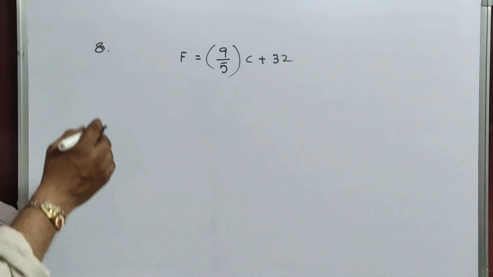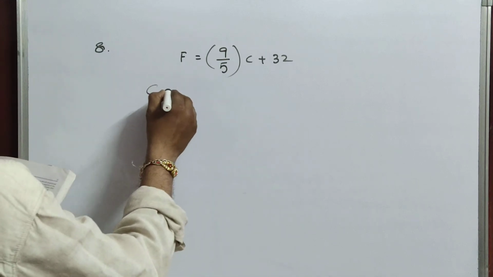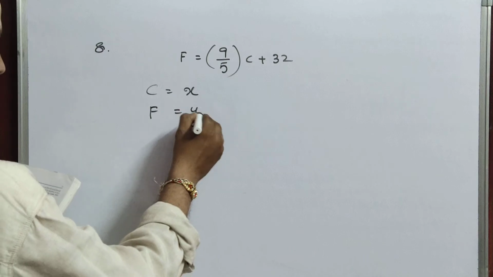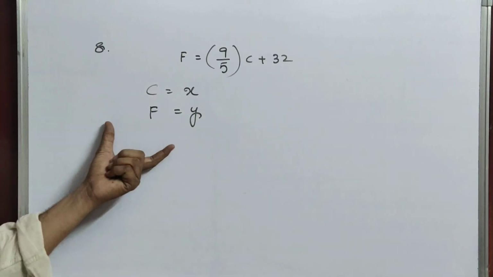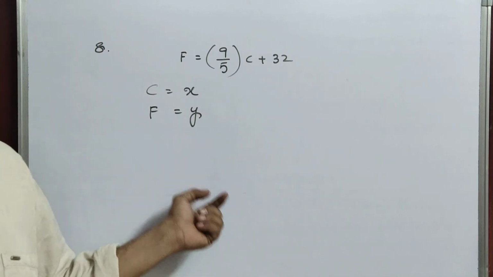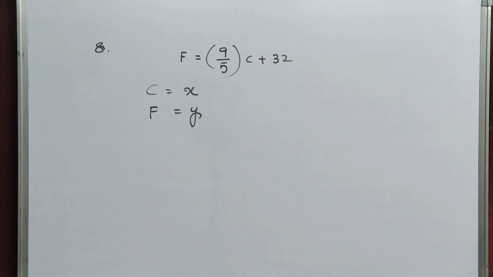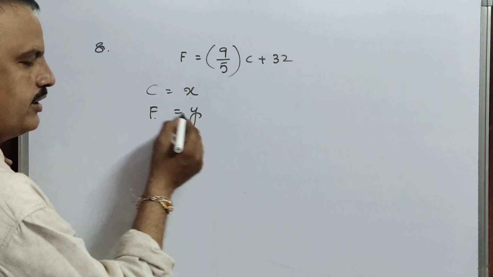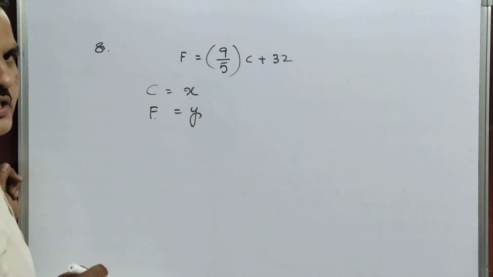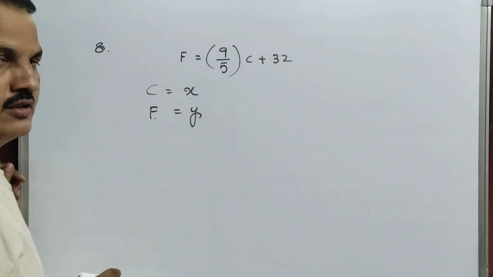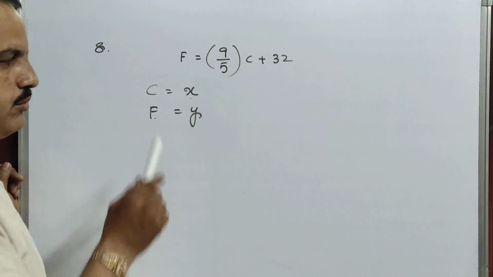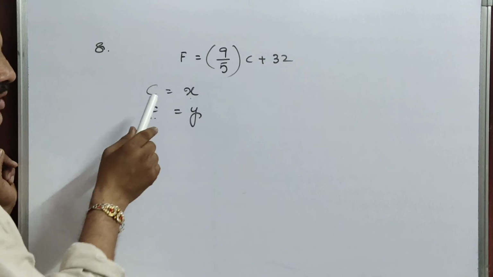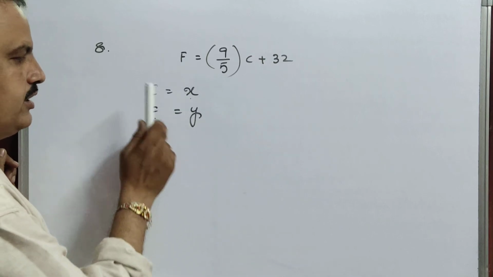That means it is asking us to take Celsius as x-axis and Fahrenheit as y-axis. For this sum I am giving you a clue. At least you do this sum graphically. So Celsius is x and Fahrenheit is y. Always he never gives this hint, and the hint will never be given in the examination. So you have to consider the variables yourself. That means Celsius x, Fahrenheit y.